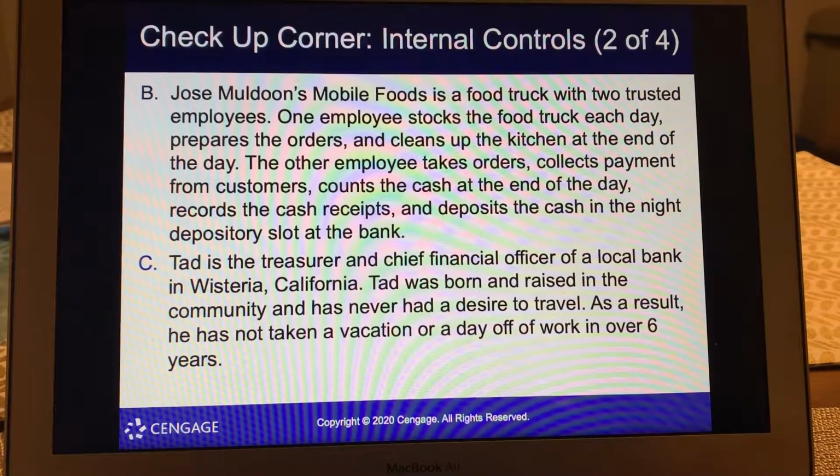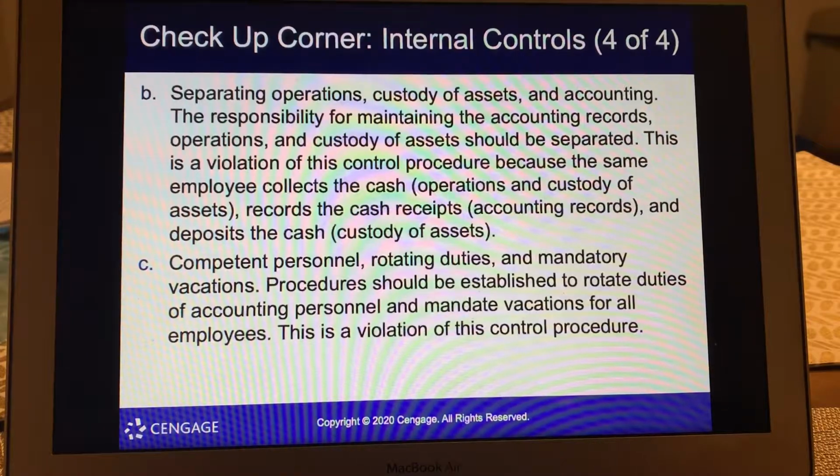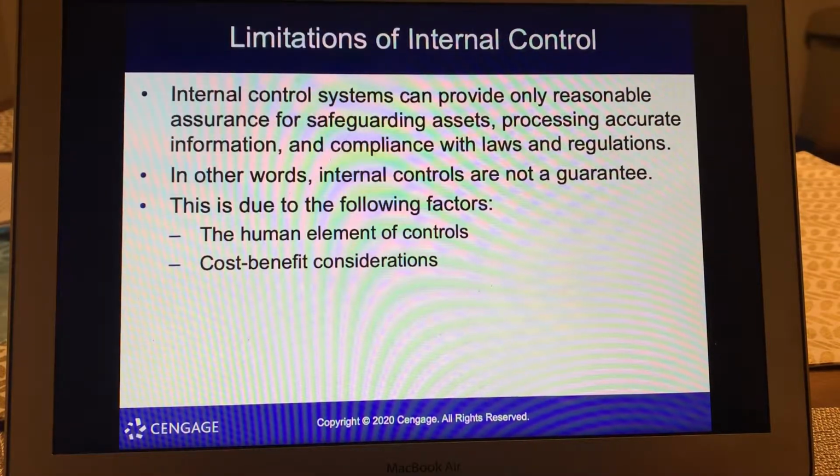Okay, this is some more information. Solution. So these are also in your textbook, so I won't go into too much depth into this information. Okay, these are what you would do.